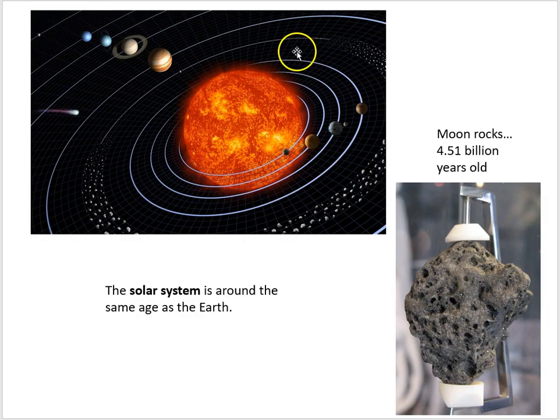Now here we see our solar system, and here's Earth, and there's our moon. Well, scientists have retrieved moon rocks and dated them to about 4.51 billion years old. So lots of these measurements suggest that the solar system itself is around this age. In fact, there are still lots of asteroids and comets and meteors still in our solar system, and scientists think of them as the residual material out of which the solar system was composed.